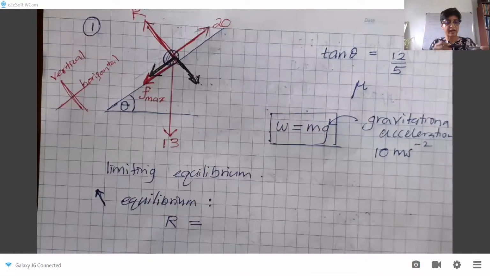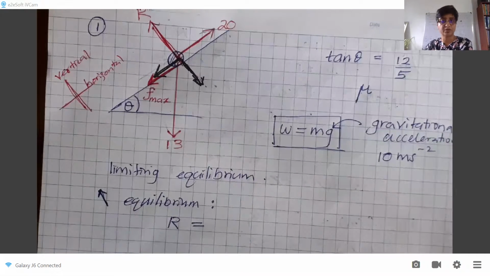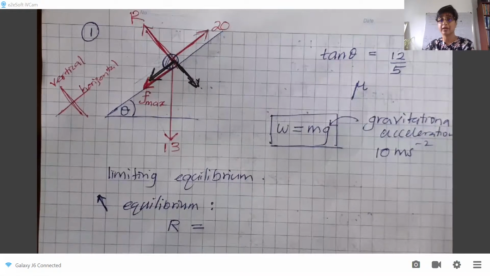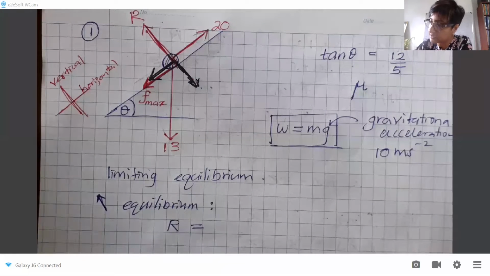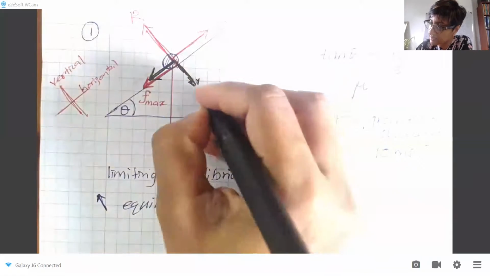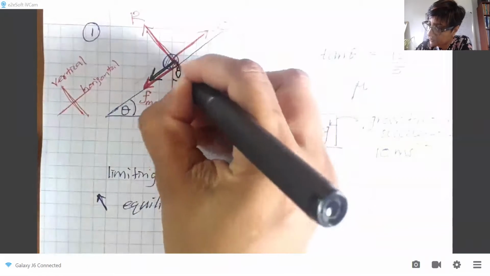So these two black arrows that I included into the diagram, those two can replace 13. You can forget the 13 now. Throw it away. This is no more there. Throw the 13 away. I replaced it with its two components. What are they? This is 13. This angle here is theta.